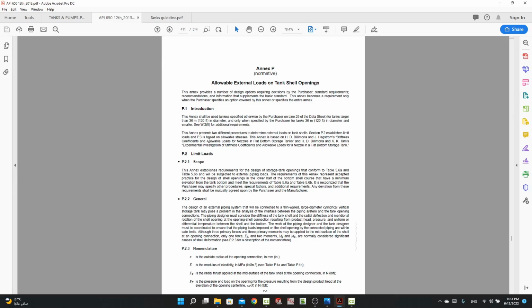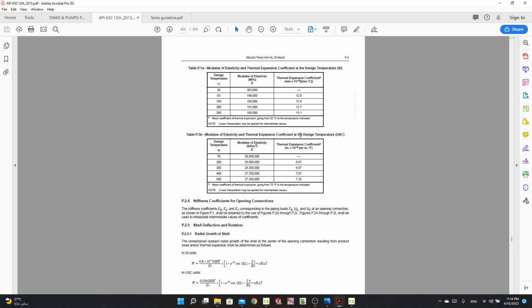Annex B is applied to tanks larger than 36 meters in diameter, and it will only be applied if the purchaser accepts. Other than that, the purchaser should give you the allowable loads for the nozzles and the radial and rotation allowables of the nozzle.